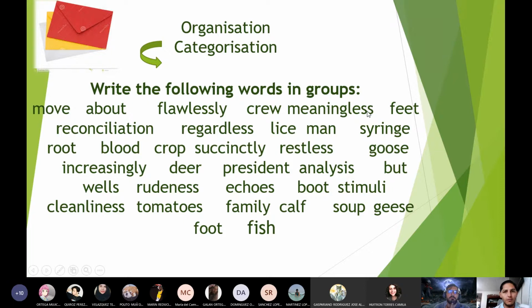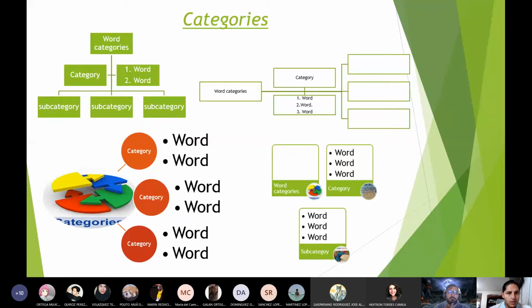We have thirty-five words. Well, you could use any kind of chart, any kind of representation. I don't know, you just follow your gut feeling, your instinct, your creativity. It could be this way, or this other way, or like this.